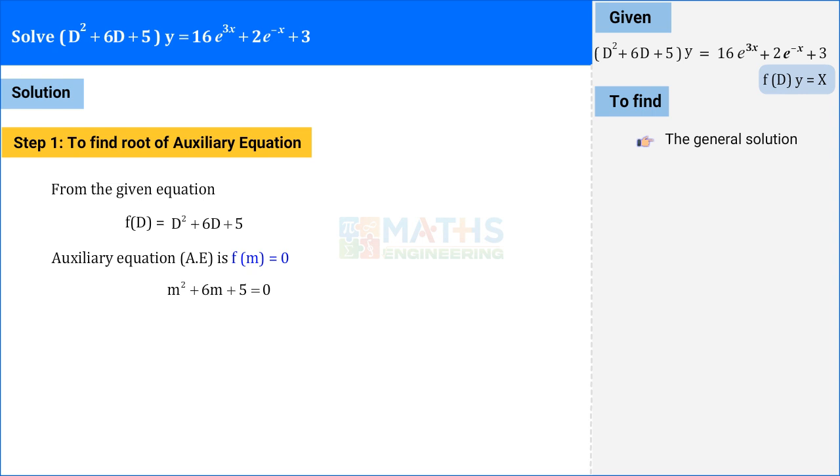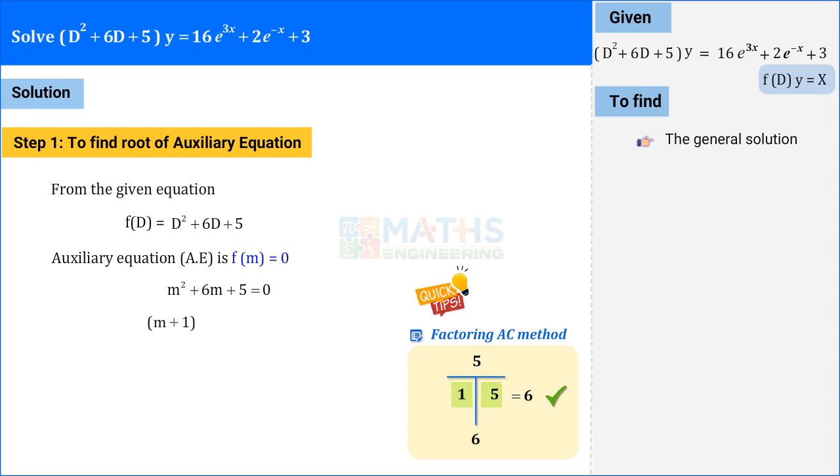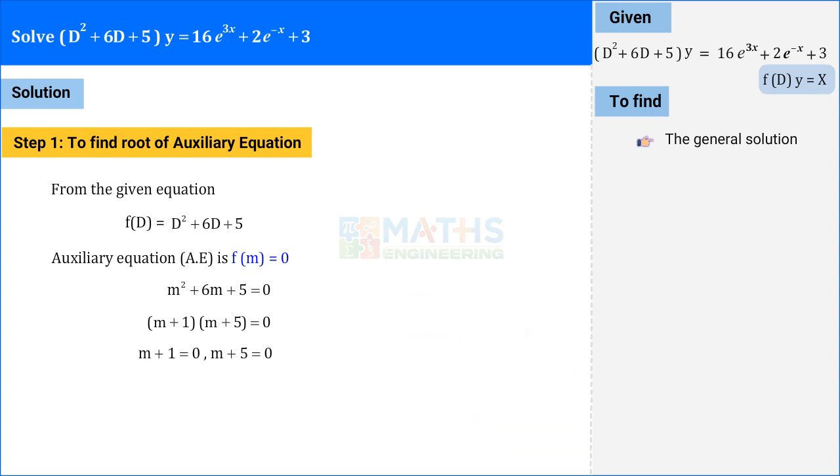Now we are going to find the roots of this auxiliary equation. For this, we choose two numbers whose product is 5 and addition is 6. We choose the numbers as 1 and 5. When we multiply, we get 5. When we add, we get 6. So by using these two numbers 1 and 5, we are factorizing this. The factors are m plus 1 and m plus 5. So the roots are m is equal to minus 1, minus 5. Here we get the roots as real and different.